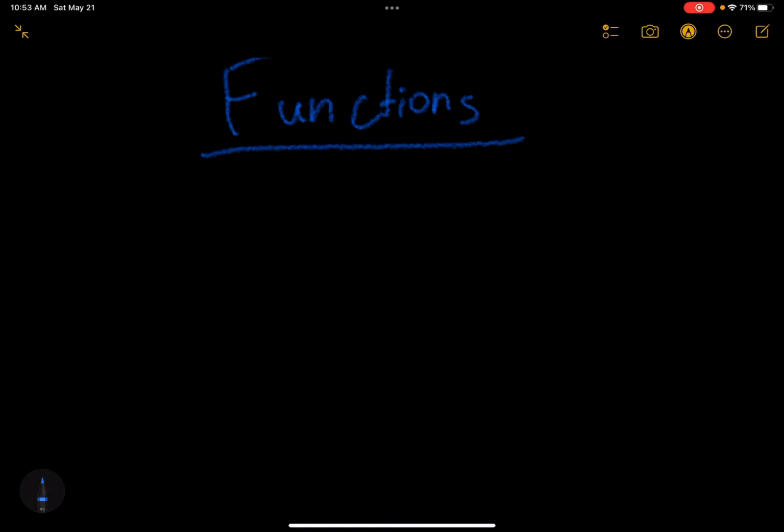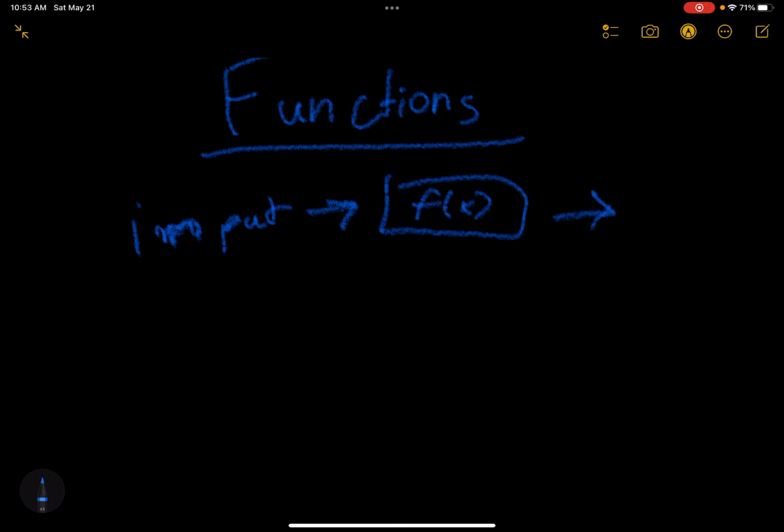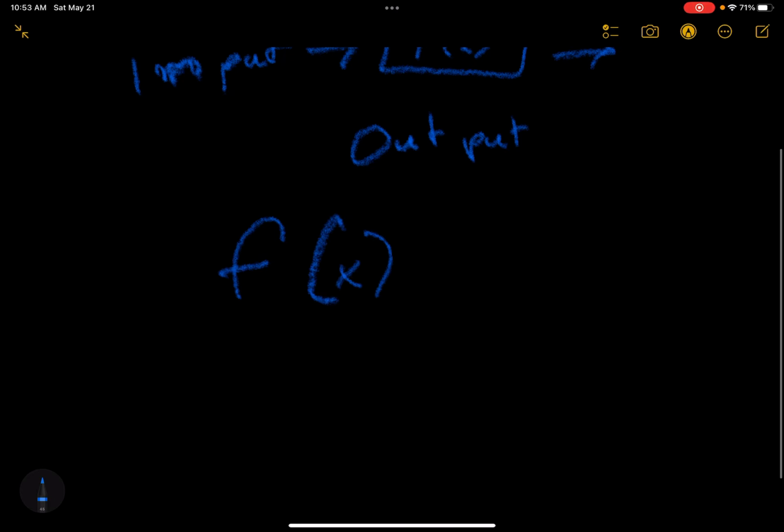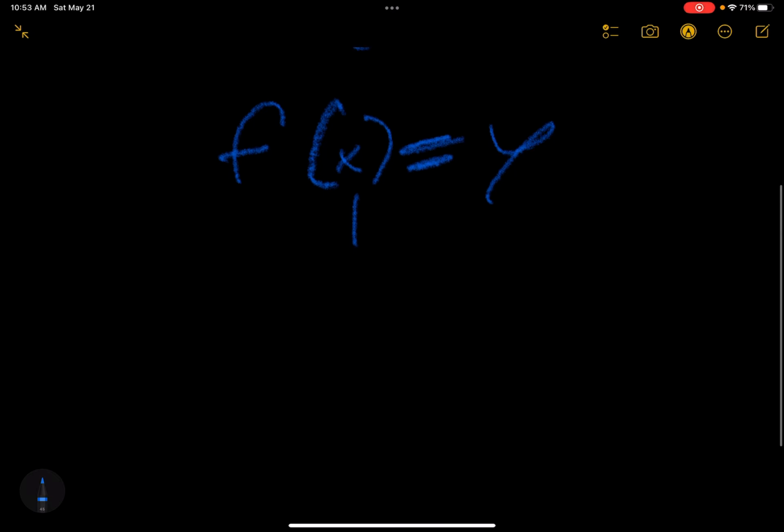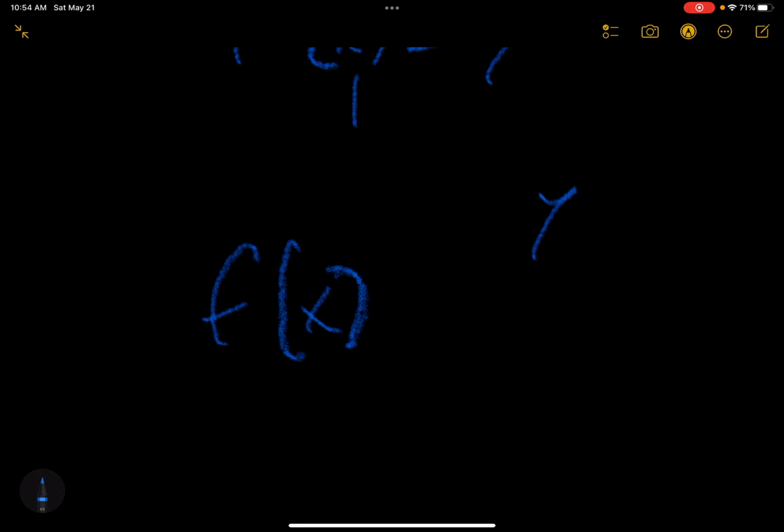Today, by looking at the title, we're going to be talking about functions. Functions are simply taking an input, then it goes through the function, and then it gives an output. So in other words, if we put in an x, we'll get a certain y. We'll get a y to make our graph and relate the functions.